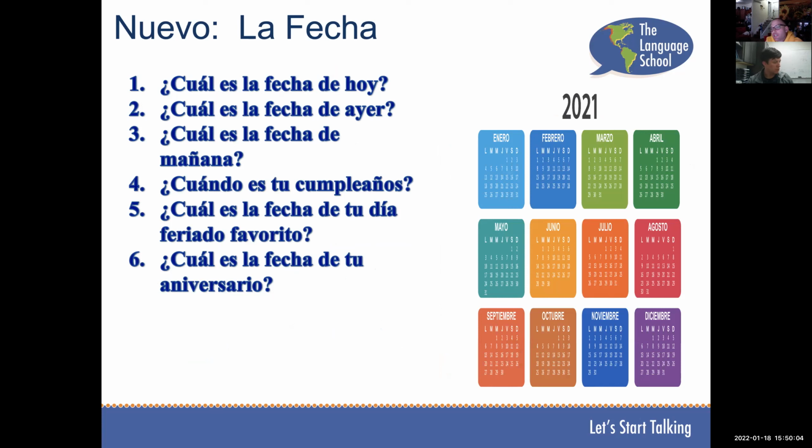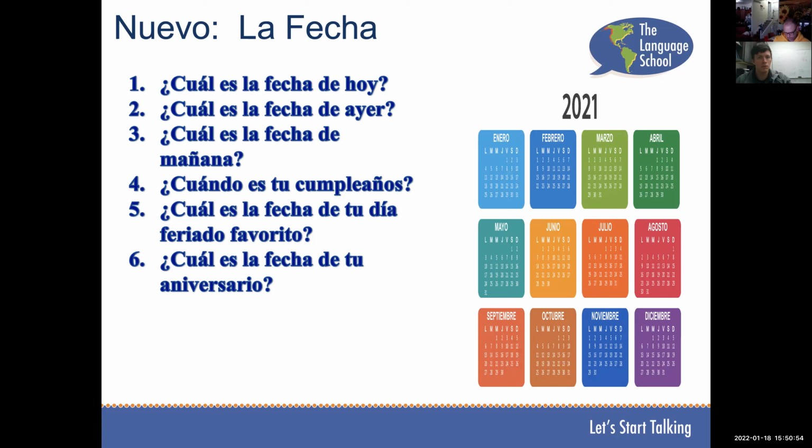Mateo, ¿cuál es la fecha de hoy? La fecha de hoy es, should know this. Es el 18 de enero. ¿Cuál es la fecha de ayer? ¿Qué significa ayer? Yesterday. Es el 17 de enero. ¿Y cuál es la fecha de mañana? Mañana significa tomorrow. Yep. Tomorrow. Es el 19 de enero.